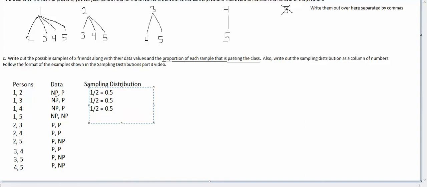Now here we actually have 0 people passing out of 2 people because it's 2 NPs. So it's 0 divided by 2, which is just 0. Here we have 2 people passing out of 2 people. 2 divided by 2 is 1. So it's 100% passing. Here it's again PP, so it's 2 over 2, which is 1. Here we have another 0.5.